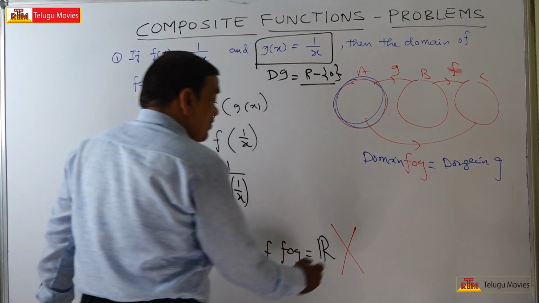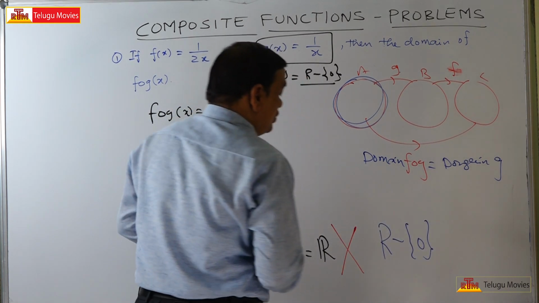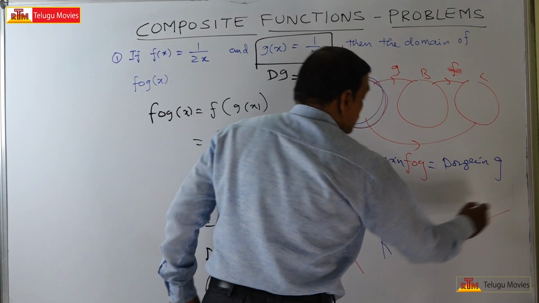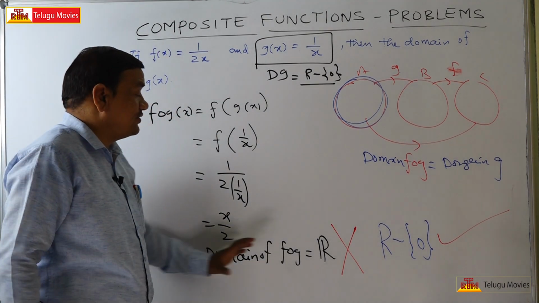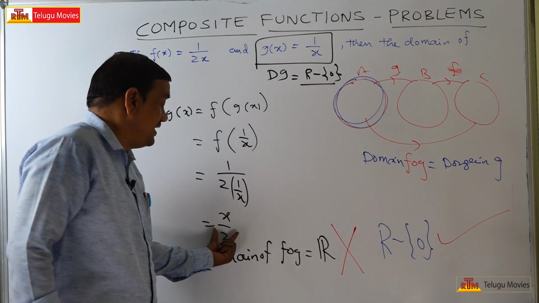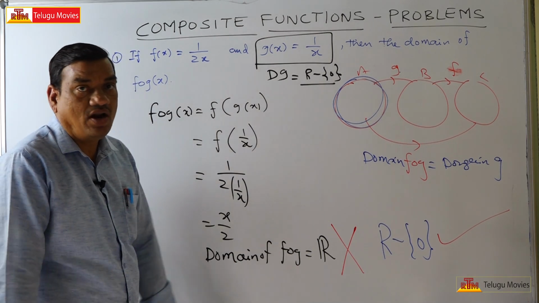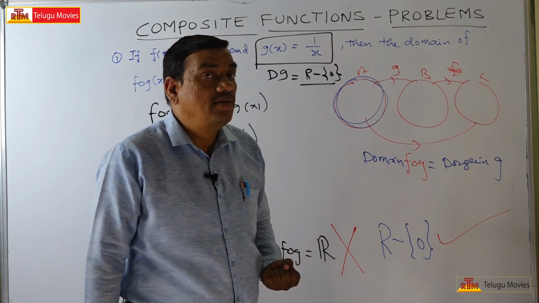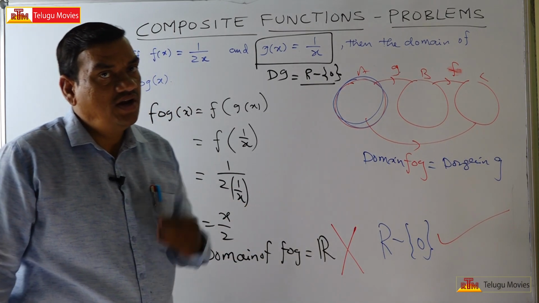So what is your perfect answer? Set of real numbers except 0. This is your perfect answer. Understand? So as soon as you find f circle g or g circle f, don't judge your answer by seeing the final expression. You have to know the theoretical background. I hope that you understand this solution. Let us go for the next problem.